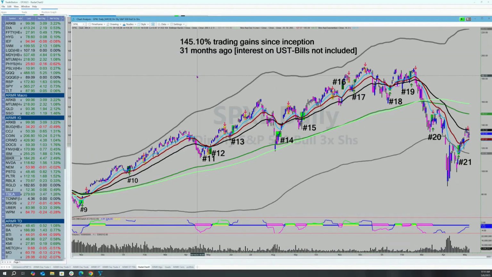The return's 145%, only trading the S&P. So if you started in October of 2022, you just traded 21 times. This is the 21st time just ended, 21 times. A $100,000 portfolio would be worth $245,000 and change, and that does not include the interest we collect while waiting in between trades. That's just trading profits.